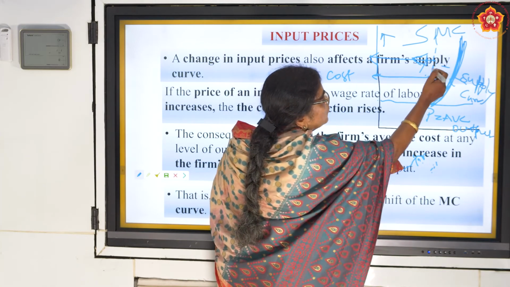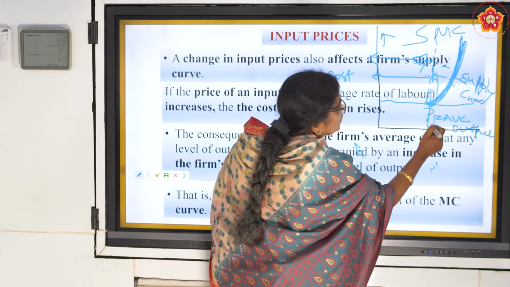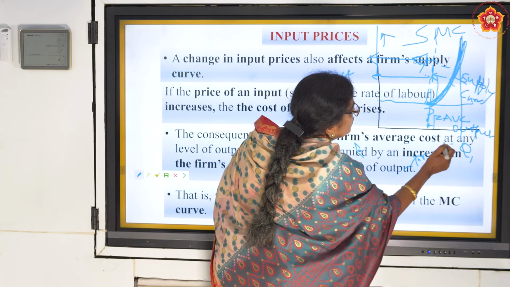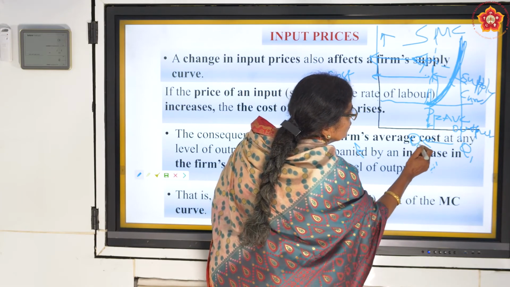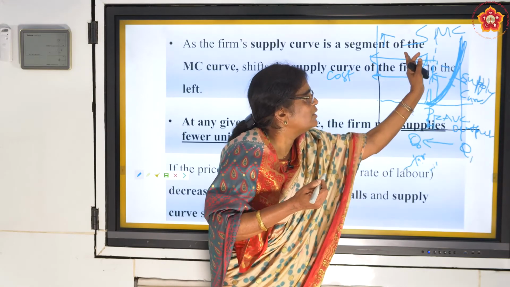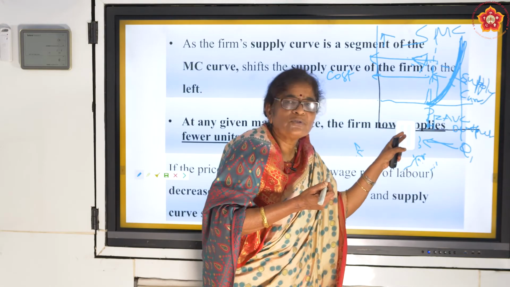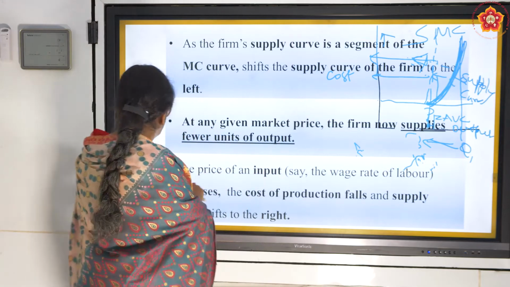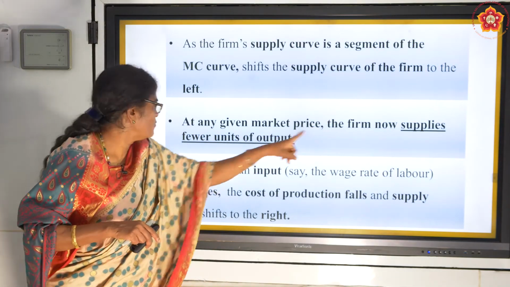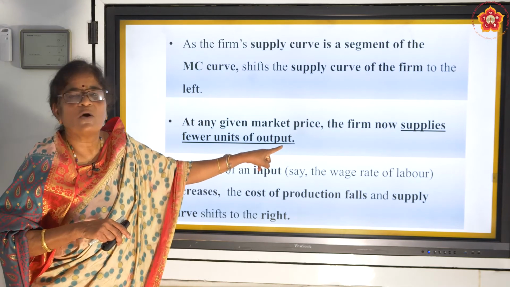When the supply curve moves leftward, what will happen to the output? Fewer output. Before it was this level of output, now it comes to a lesser Q naught level. Therefore, when the supply curve moves leftward or upward, the output supplied also declines. At any given market price, the firm now supplies fewer units of output.